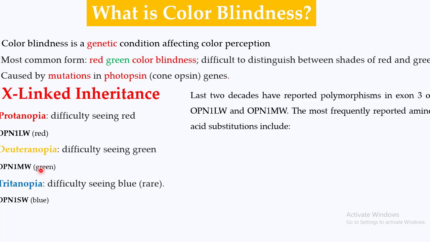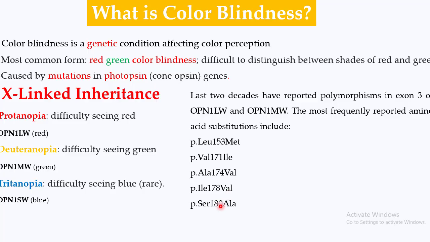If you look at some of the most common amino acid substitutions happening in exon number 3 of this gene, the reports say you are going to have a mutation at position number 153, in which leucine is substituted by methionine. The other reported amino acid substitutions include, at position number 171, valine replaced by isoleucine. Similarly, at position number 174, alanine is replaced by valine. At position number 178, isoleucine is replaced by valine.